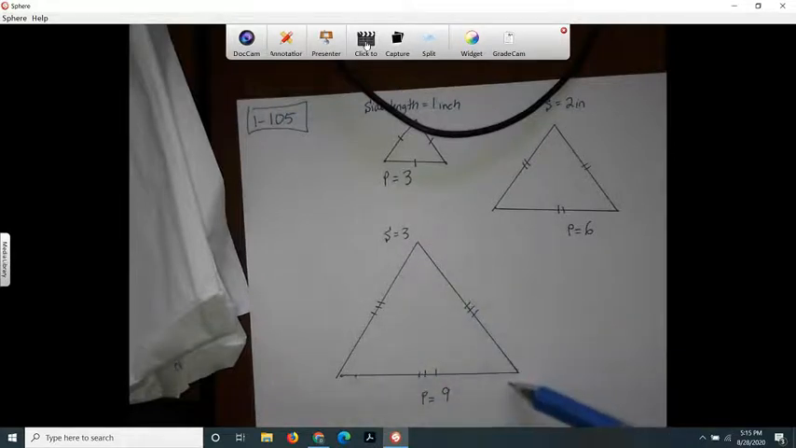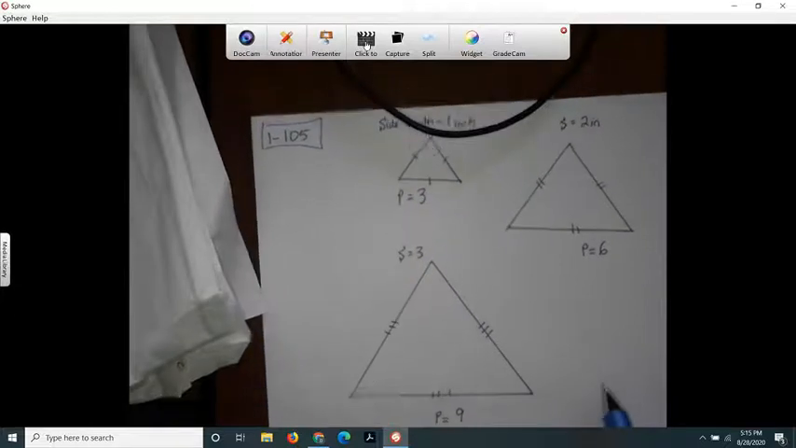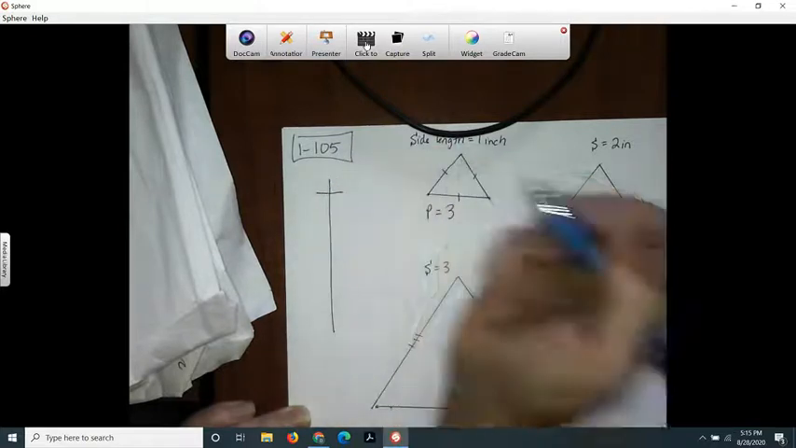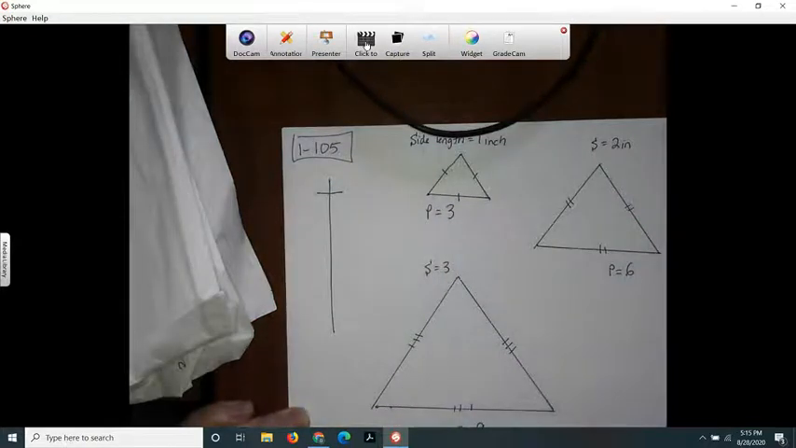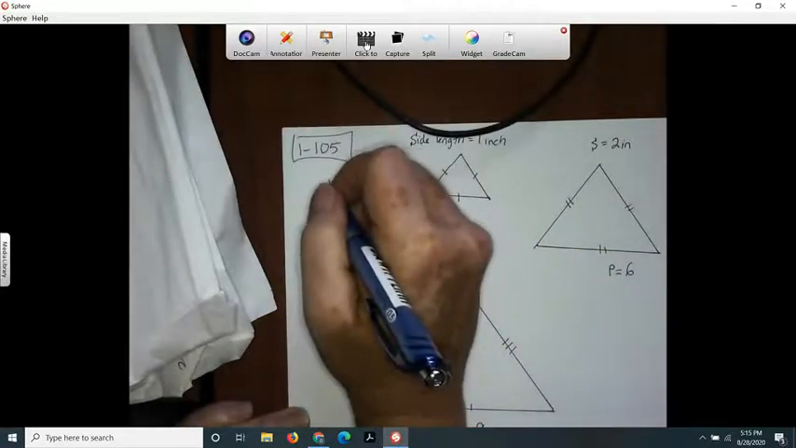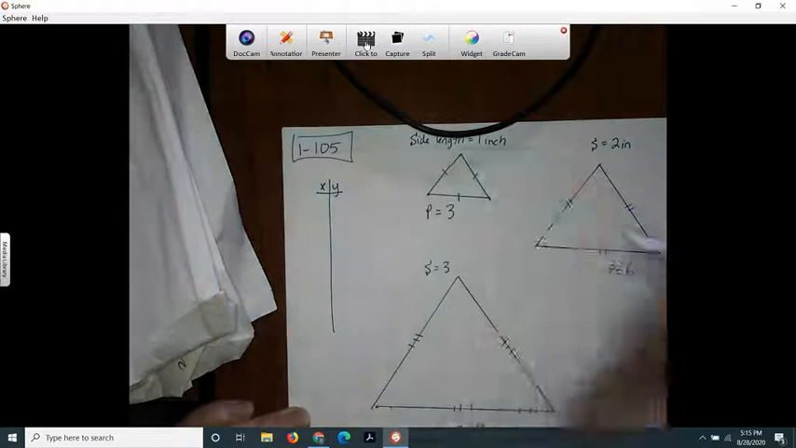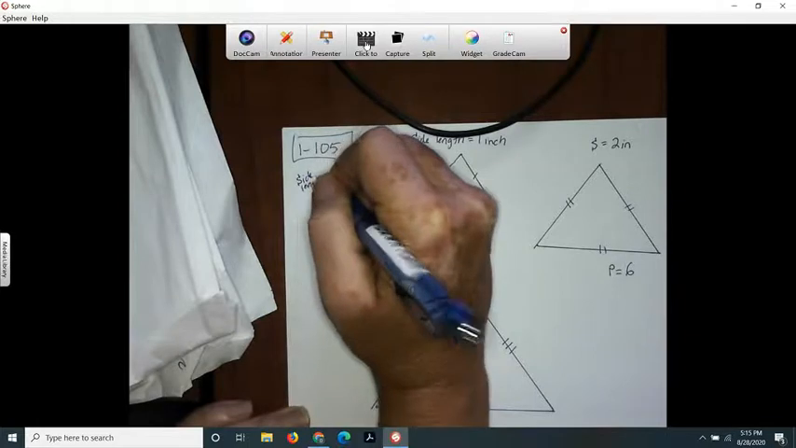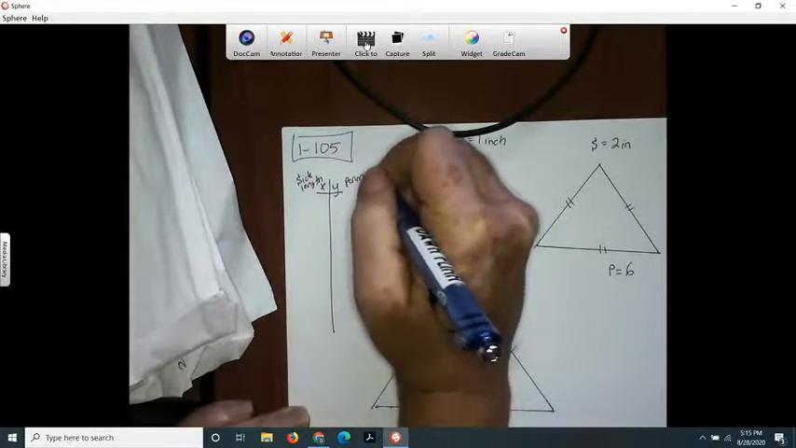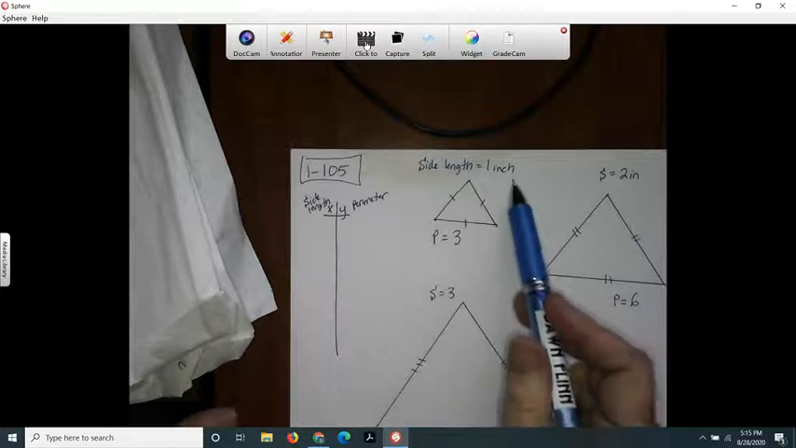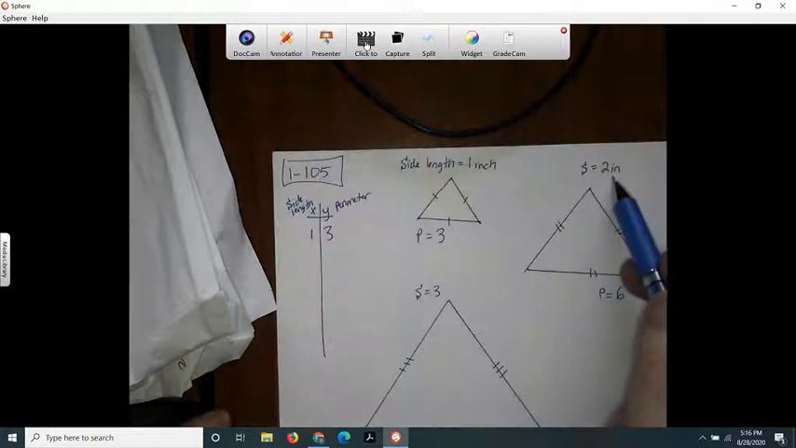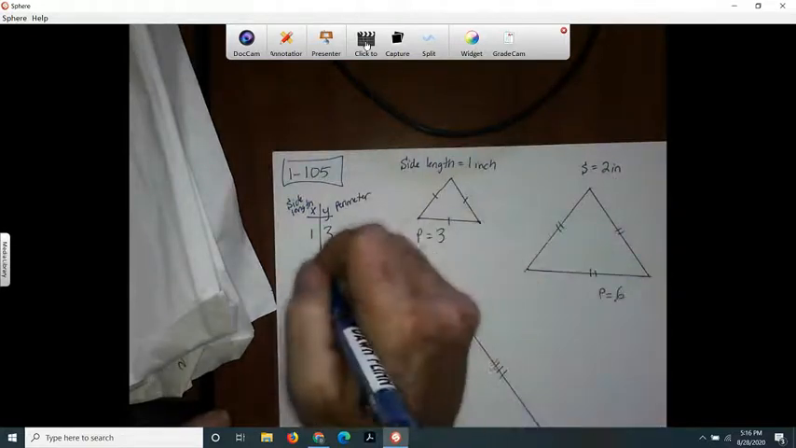So they told me I need multiple representations, so I'm going to make a table. So I think I'm just going to say X and Y though. So X is my side length, and Y is my perimeter. So when my side length is 1, my perimeter is 3. When my side length is 2, my perimeter is 6. When my side length is 3, perimeter is 9.